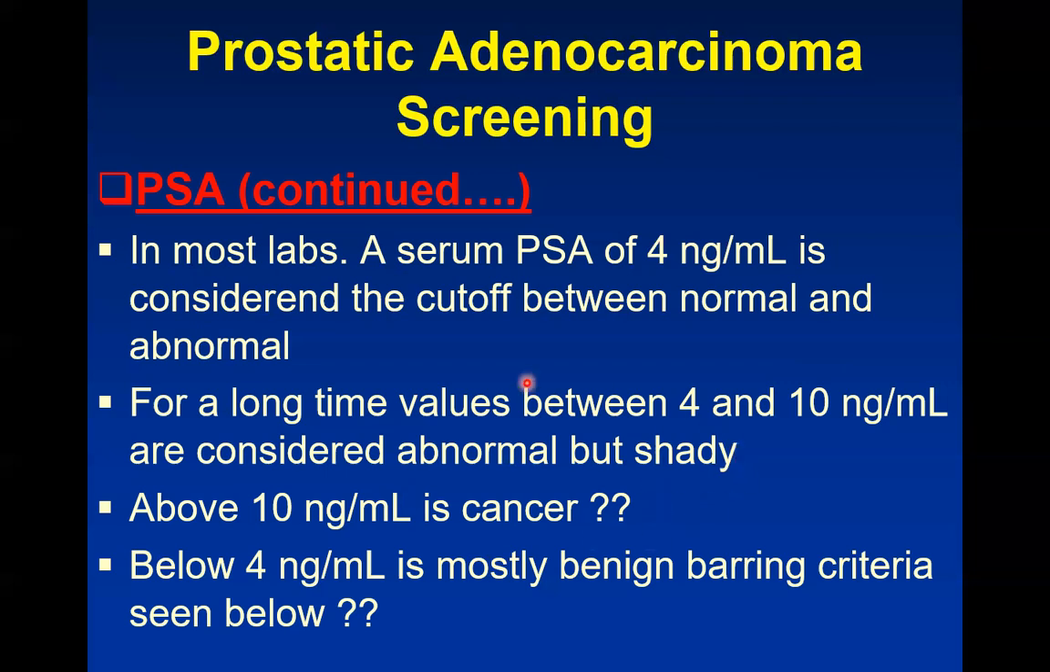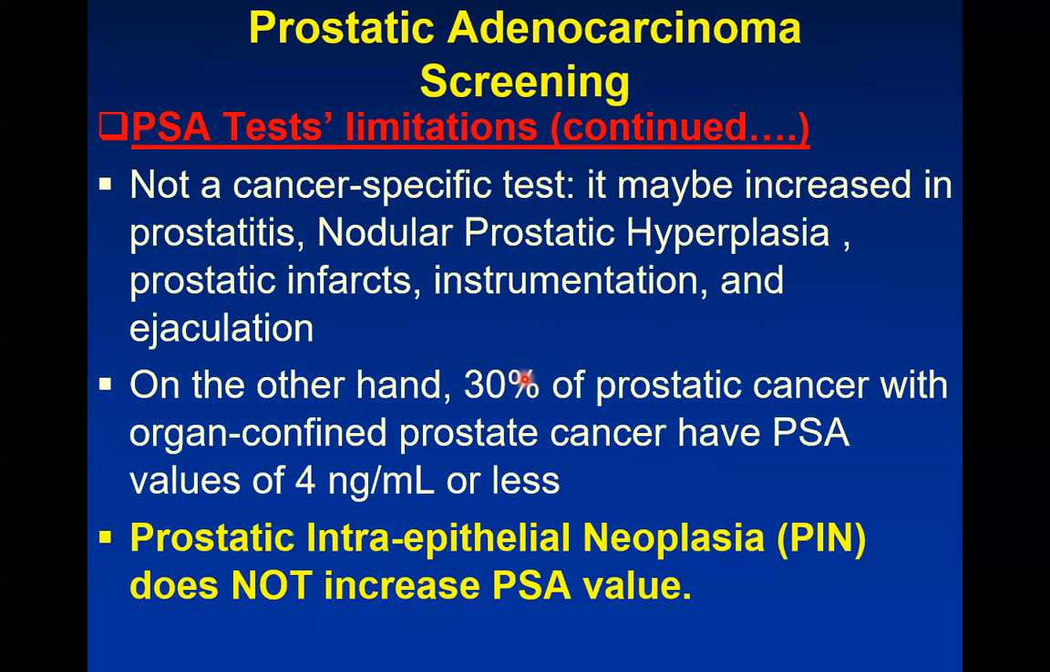Now, 4 to 10 is what you call a shady kind of value. That's when you will introduce the criteria that I will mention to you now. So, limitations: it is non-cancer specific, it may arise in a lot of other conditions. How about this? 30% of prostatic cancers are going to be within normal limits, and they are still bound by the prostate. They did not go anywhere. Another thing is that the equivalent of a cancer in situ, known as high-grade prostatic intraepithelial neoplasia, does not increase the PSA value.